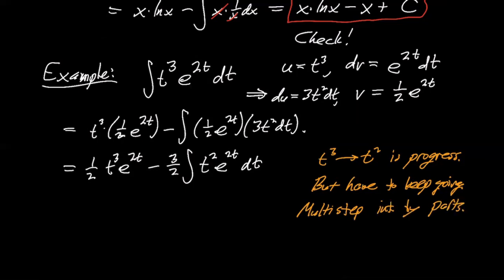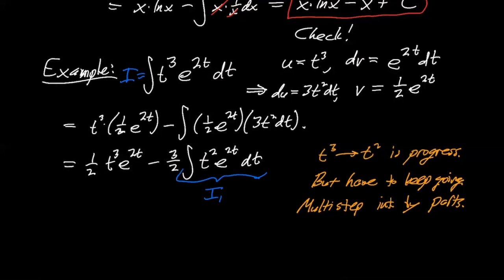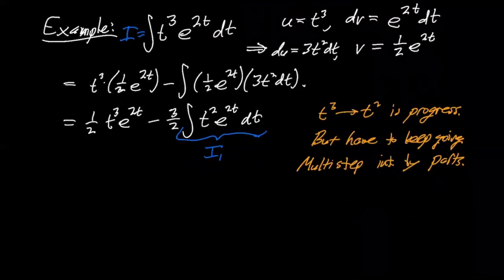So what I'm going to do is actually give this a name. Something I like to do sometimes. I'm just going to call this integral I up here, the original integral. And I'm going to call this integral down here, let's call this I1 or something like that, because that's the next integral without the 3/2. So that's the integral we want to evaluate next. But let me just write that formula. We have I is 1/2 t cubed e to the 2t minus 3/2 I1. So if we can figure out what I1 is, we can plug back in. So let's just keep going.